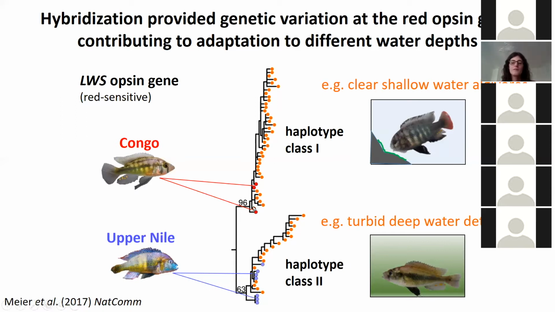And here at this gene, I found that there are two deeply divergent haplotype classes, where different species from Lake Victoria, shown here with orange symbols, some of them have derived the Congolese variant, and others have fixed the Upper Nile gene variant, allowing them to adapt to turbid deep water or to shallow water. So this shows that bringing together the genetic variation of the Congolese and the Upper Nile lineage facilitated adaptation to different water depths. And you can imagine that this might have happened at many different genes that allow the species to partition the niches in many different ways. And therefore, the combined genetic variation of these two lineages may have facilitated adaptation to different niches.